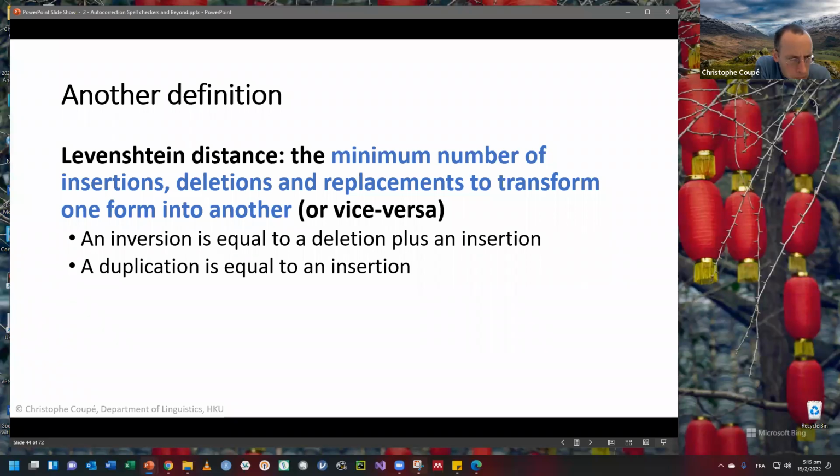So you can define it a bit differently. You can say that the Levenshtein distance is the minimum number of insertions, deletions, and replacements to transform one form into another. So if there is no insertion, no deletion, no replacement, the two forms are the same, and then the distance is 0. If there is one insertion, then the distance will be 1. If there is one insertion and one deletion, then the distance will be 1 plus 1 equals 2.